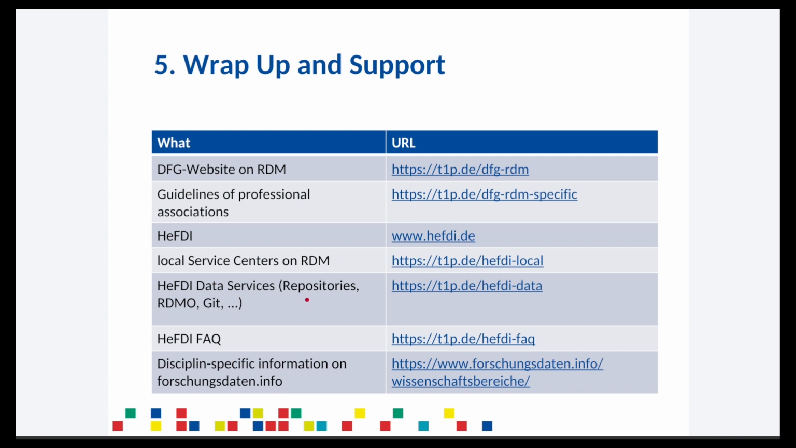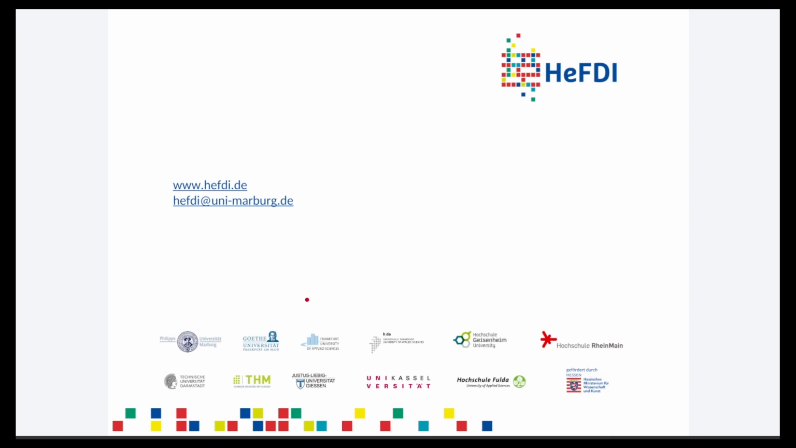And just a few tiny wrap up and some links for where you can get some support. The DFG has by now a very nice website on RDM, much better than the years before. There you find the guidelines for your professional associations, for your discipline-specific associations. Of course, we strongly recommend our own website and our local service centers on RDM, our data services, which are provided by the respective local universities, of course. We have some FAQs, and there are very good discipline-specific information on our partner website, forschungsdaten.info. Well, that's about it for my talk. And I'm very happy to take your questions.